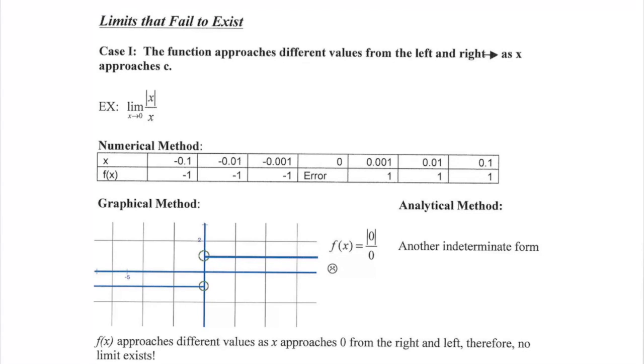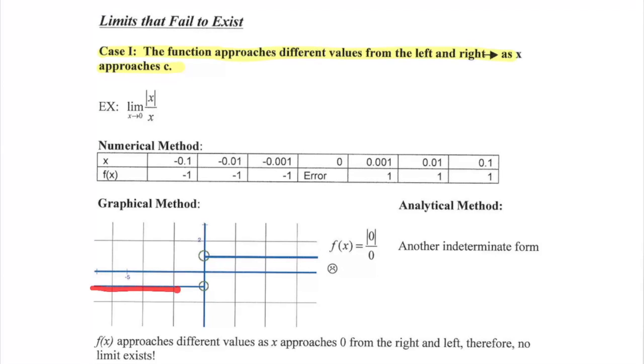Okay, so what is it going to look like numerically when we have a limit that fails to exist? Case 1 is taking a look at when the left and right hand limits do not match. They don't approach the same value as x approaches a given c. And for this example, we're going to take a look at the limit as x approaches 0 of the absolute value of x divided by x.